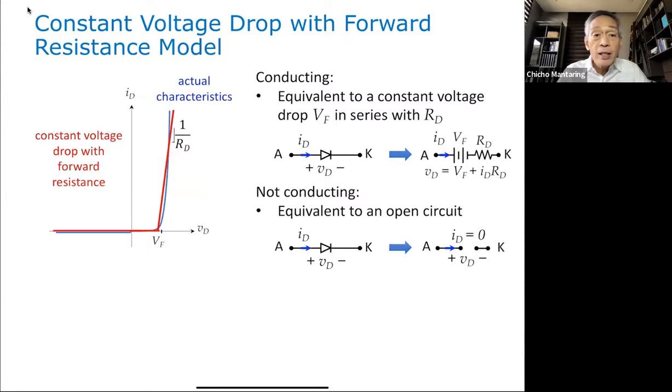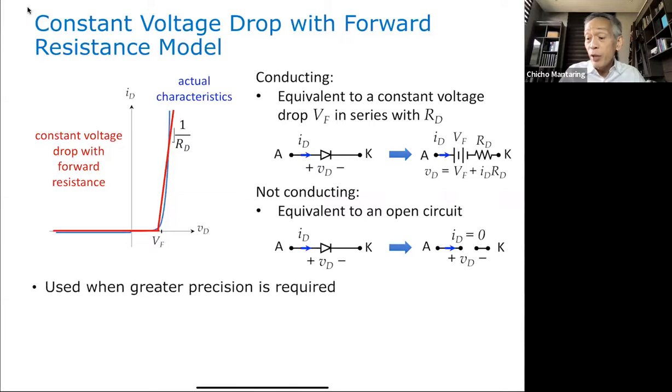Okay, if you will notice, ang nag-iiba lang, dun sa tatlong models natin, are the conducting states. When you go to the non-conducting state for the three models that we studied, they're all equivalent to an open circuit. But the conducting state differs. In the first model, the conducting state is a short circuit. In the second model, it is a constant voltage drop. And in the third model, it is a constant voltage drop with series resistance.